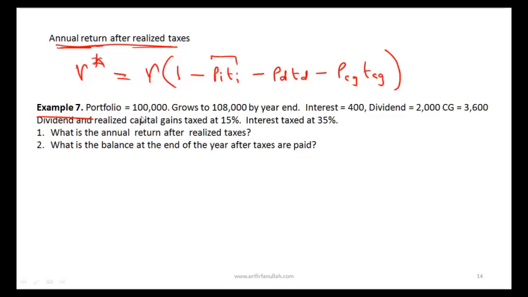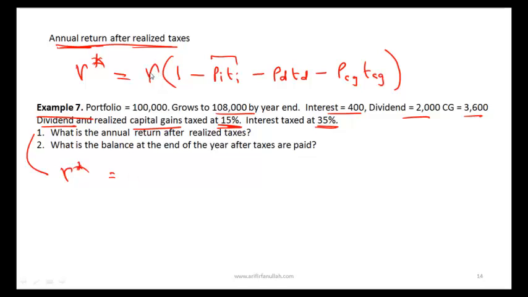Portfolio is 100,000, grows to this much by the end of the year. We are given these numbers. We are also told that the realized capital gains are taxed at 15% and interest is taxed at 35%. So the TD and T capital gains both equal 15%. What is the annual return after realized taxes? We are trying to calculate this number over here. So for part 1, we are calculating R star.